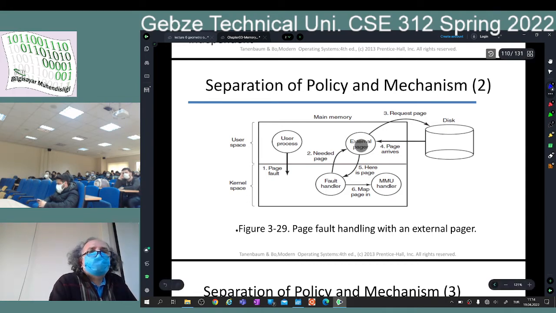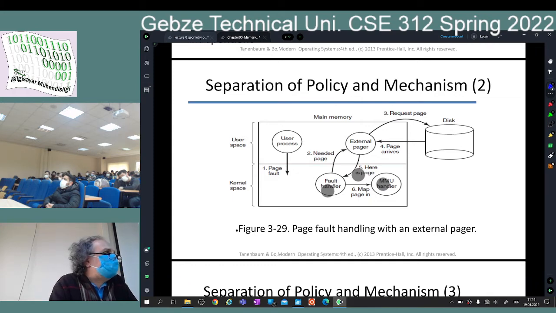So the brains of the whole system live in the user space. This is the more complicated part. This one will take tens of thousands of lines of code, but this part is simple. It just does whatever it is told, okay? It just modifies the R and M bits and that kind of stuff. So the code here is very simple.